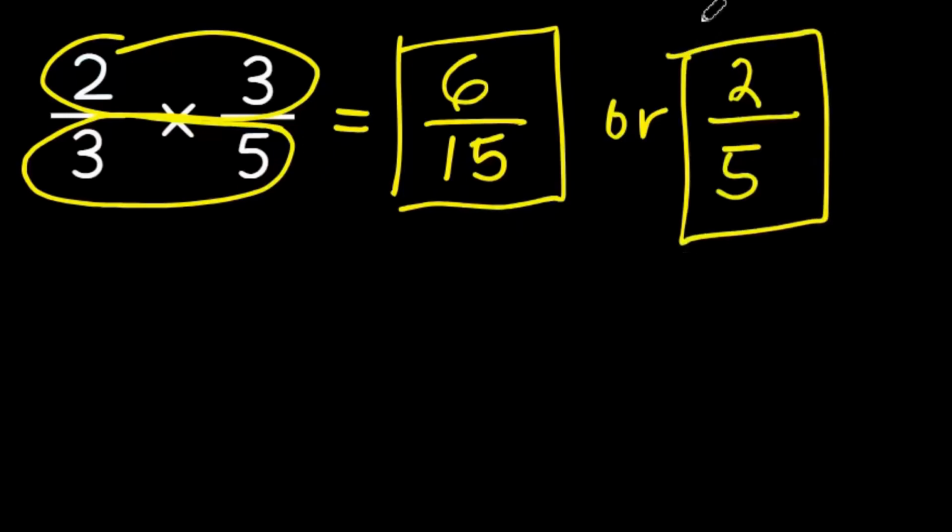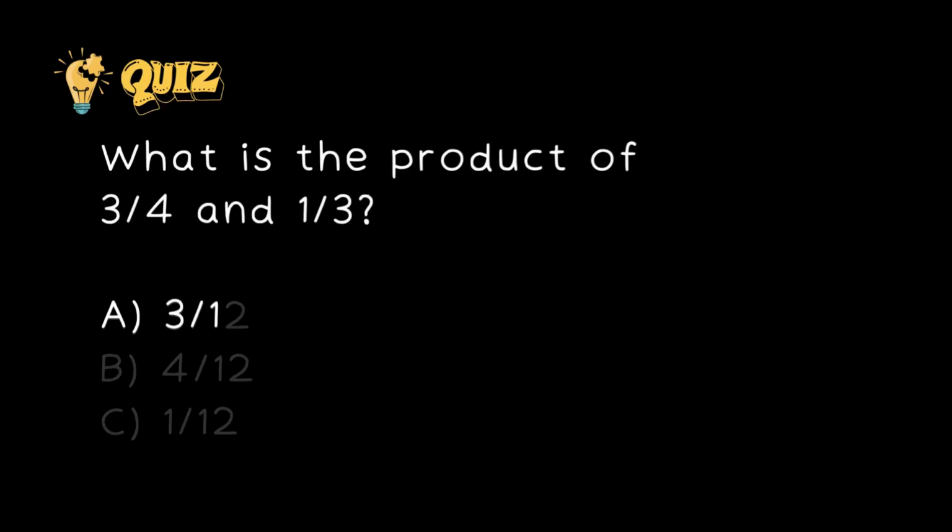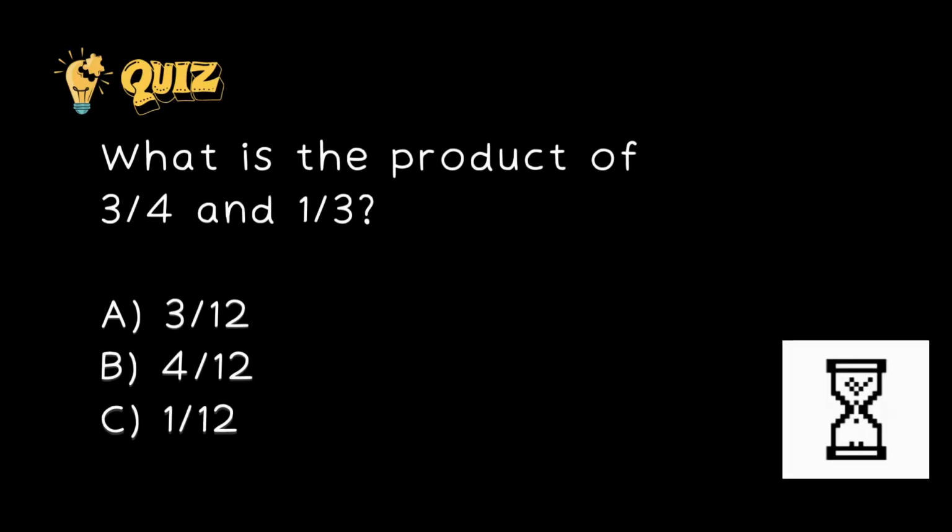Amazing progress, math wizards! Time for a quiz. Here's the question. What is the product of 3 fourths and 1 third? A. 3 over 12, B. 4 over 12, or C. 1 over 12. Think about it and I'll reveal the correct answer soon.